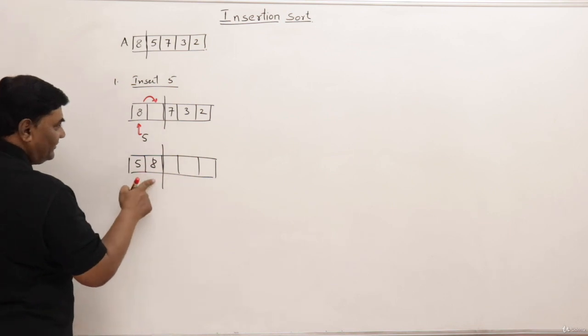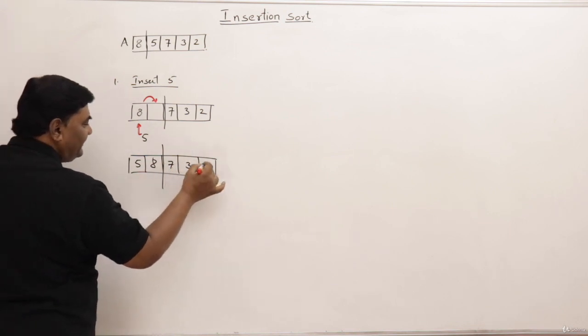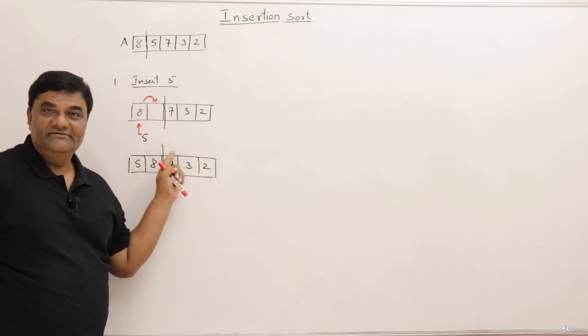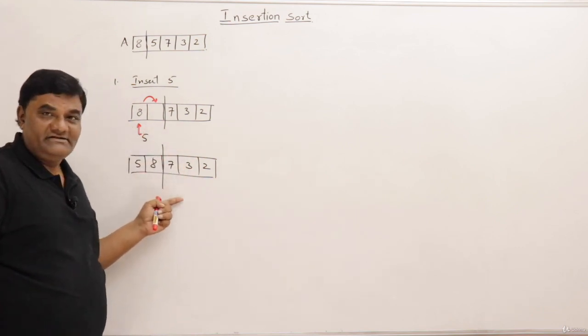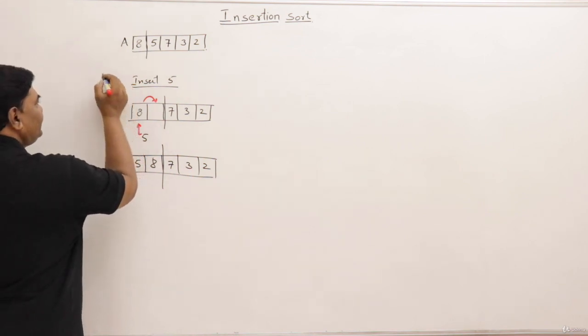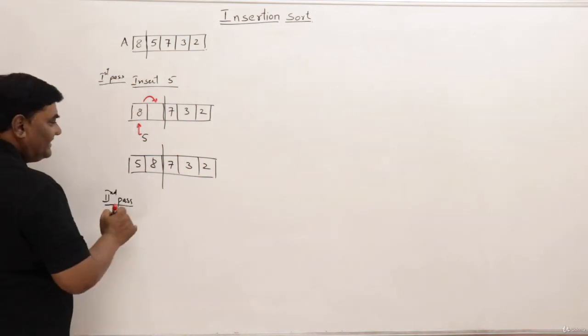Till here the list is sorted. Remaining 7, 3, 2, they are not yet sorted. So I have shown here how to insert 5, how to shift the element, and this is the result. So one element we have inserted. Let us call this the first pass. Then second pass.